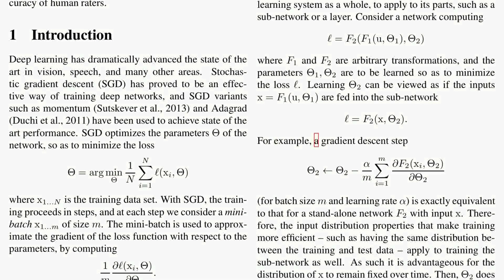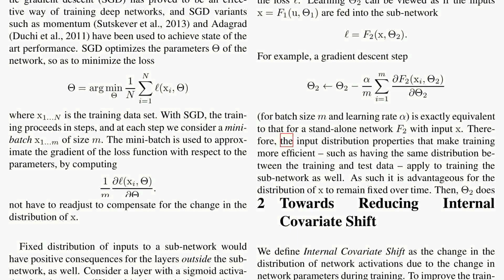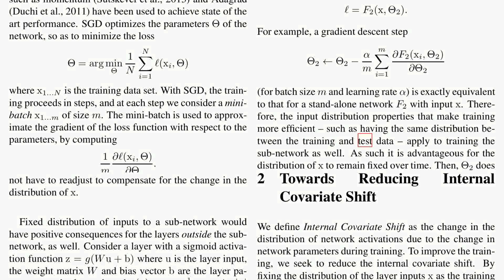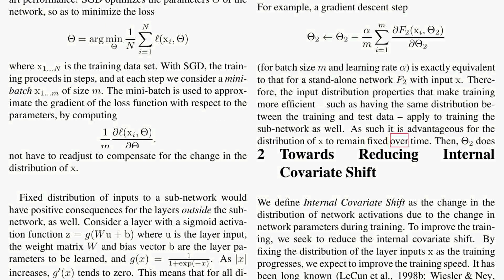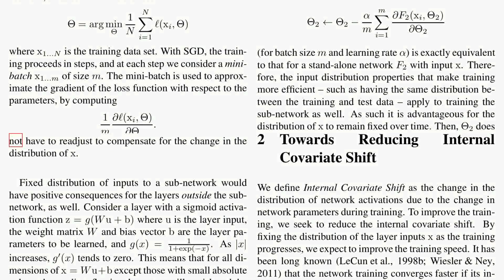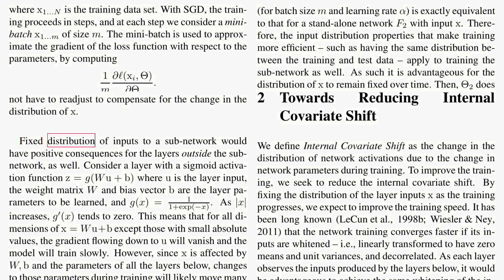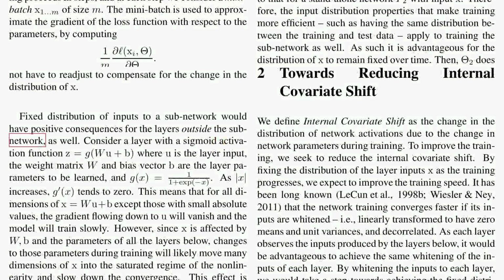For example, a gradient descent step is exactly equivalent to that for a standalone network F2 with input x. Therefore, the input distribution properties that make training more efficient, such as having the same distribution between the training and test data, apply to training the subnetwork as well. As such, it is advantageous for the distribution of x to remain fixed over time. Then, Θ2 does not have to readjust to compensate for the change in the distribution of x. Fixed distribution of inputs to a subnetwork would have positive consequences for the layers outside the subnetwork as well.